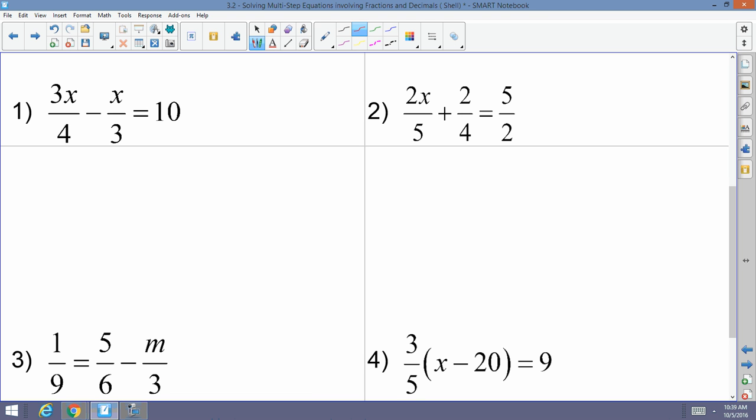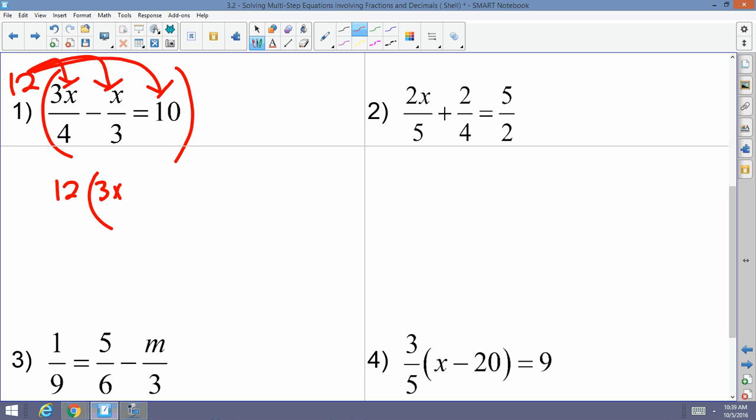So what is the LCD between 4 and 3, my brothers? 12. So check it out, guys. I'm going to multiply 12 to both sides of the equation. That means I'm going to multiply 12 to every single term in the equation. So this is 12 times 3x over 4 minus 12 times x over 3 equals 12 times 10.